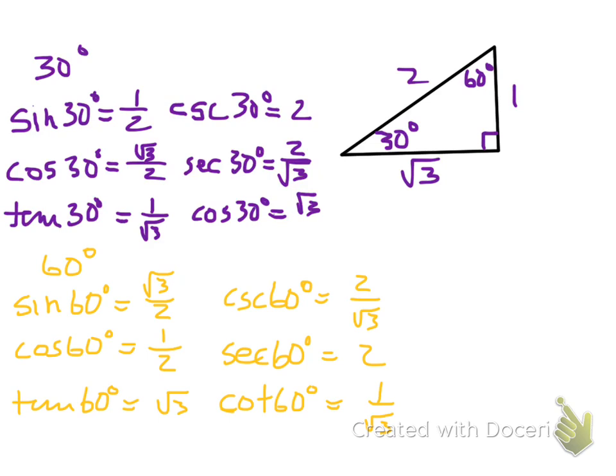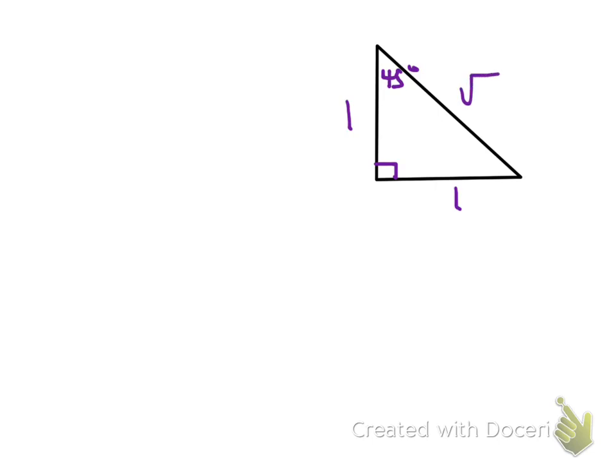What's the angle that we haven't done yet? 45. Okay, so we'll look at the 45, 45, 90 triangle to get those. 45, 45, 90 is isosceles. It's got two congruent legs. So there's 45 degrees. This is also 45 degrees, but we don't necessarily need to do that. What are the side ratios for the 45, 45, 90 triangle? 1, 1, square root of 2.